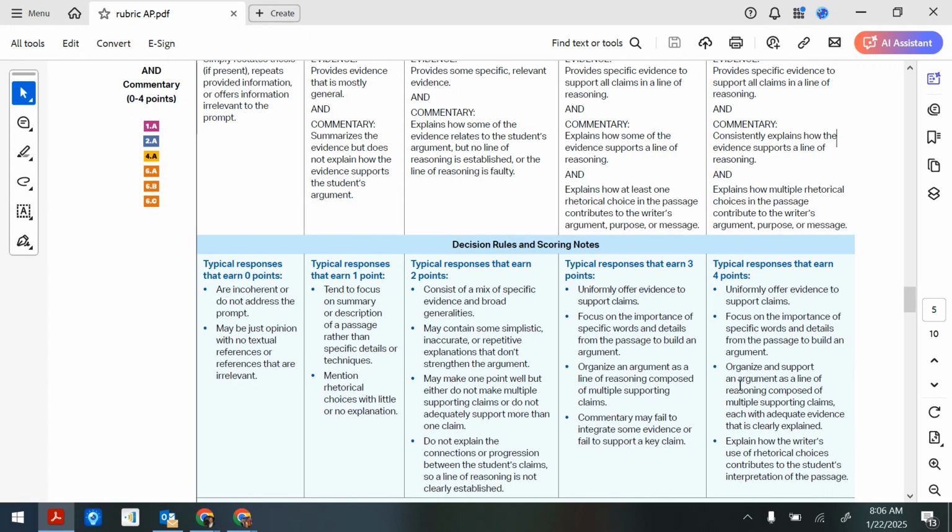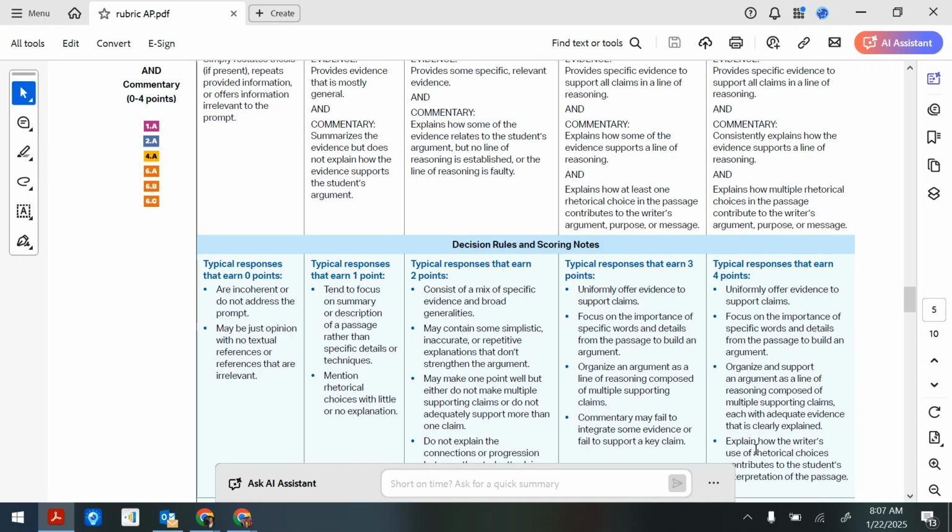This one is, again, multiple supporting claims, each with adequate evidence that's clearly explained. This one's probably going to have multiple supporting claims. Some are going to have a good explanation, and some aren't. Okay. Some commentary may fail to integrate some evidence to support a claim. And then this one is going to just really nail it. Okay. It's going to be so crystal clear that they get the rhetorical situation that Lincoln is in as he tries to heal the nation.